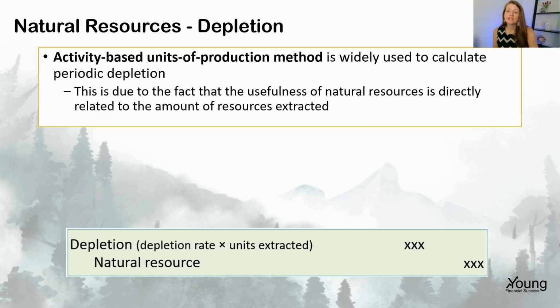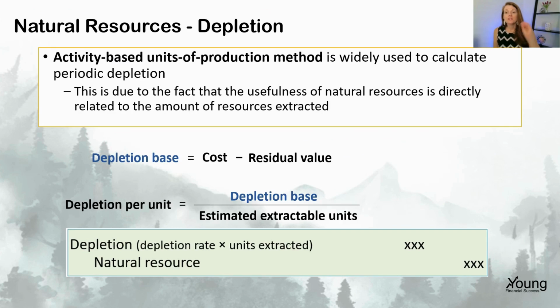So let's look at how we calculate that. The depletion base is the cost minus residual value, which is going to be that numerator. Then we want to find the depletion per unit. So we take the cost minus the residual value divided by the expected extractable units. So how many units will we expect to be able to take from that forest?